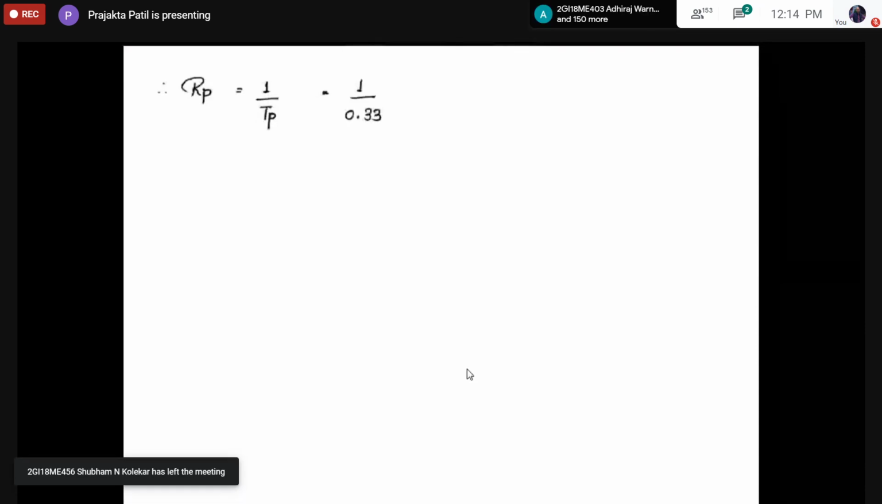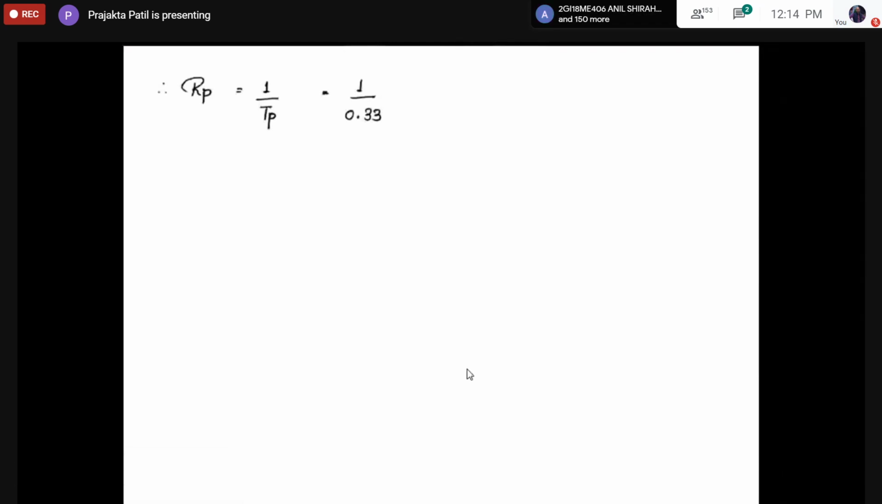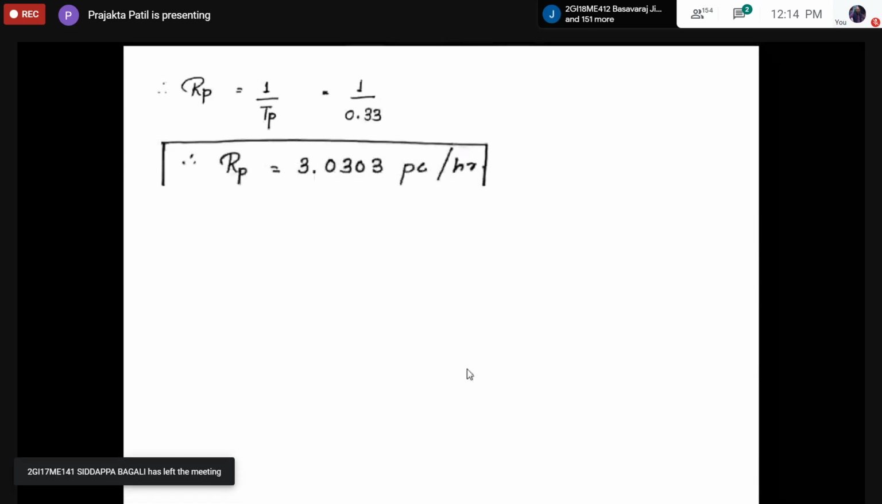What is RP? It is 1 divided by TP or 60 divided by TP? 1 divided by TP. It is going to be 1 divided by TP because we have already converted TC, which was in minutes, into hours. So 3 pieces per hour. Or you can round it up to 3 pieces per hour.